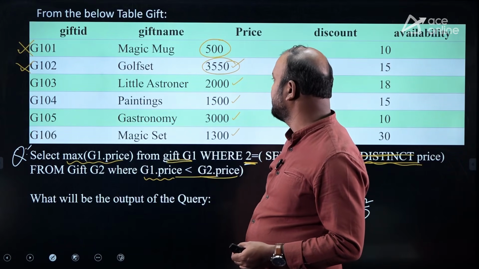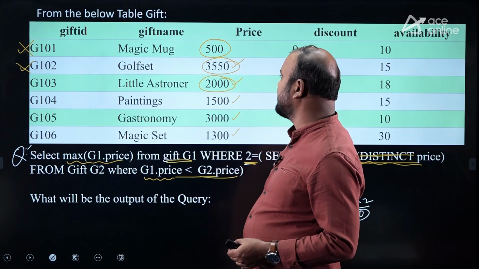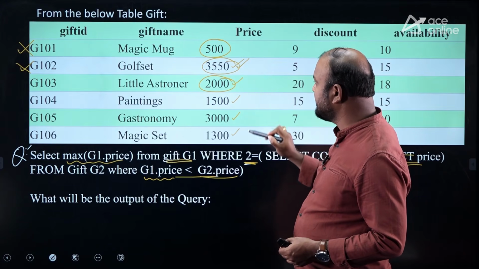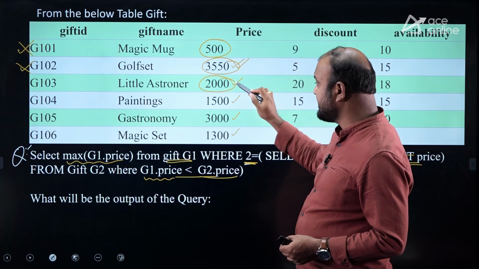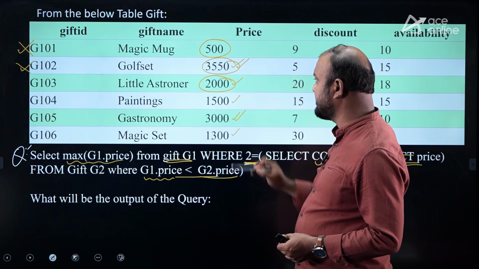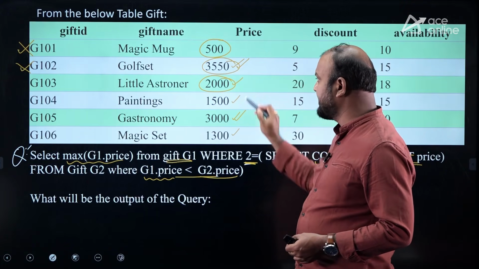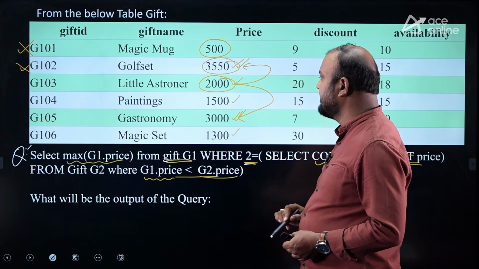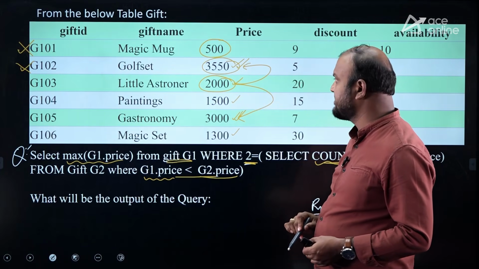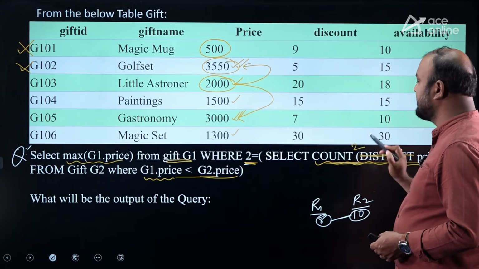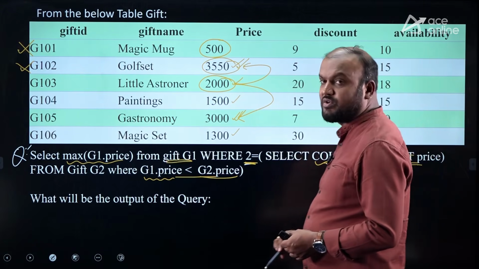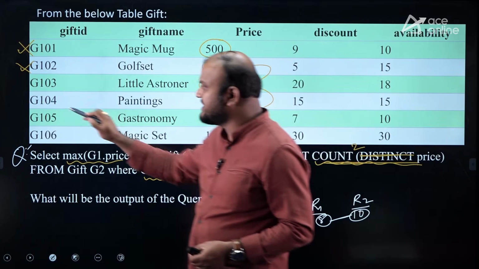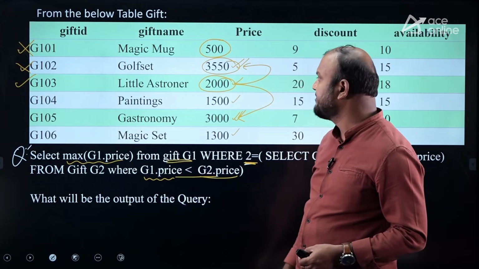When you look at the third record, 2000, 2000 is less than 3550 and 3000, that is it, only 2 records. Are you getting my point? 2000 is less than this record as well as this record, but not less than any other records. So what will be the count? 2, and 2 equal to 2 is true, so this record is going to be selected, fine.